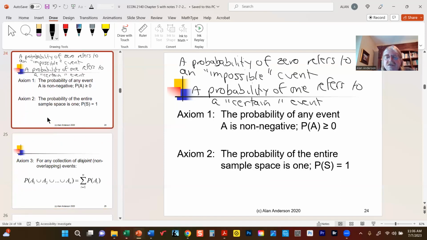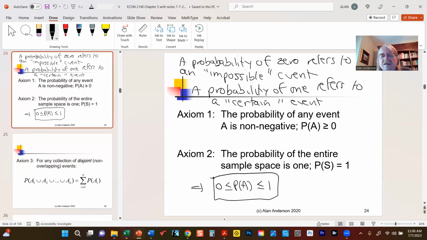Now, by the way, the two axioms combined imply that any probability is going to be somewhere in this range. Neither one of them explicitly says this, but the two of them collectively give us this as a result. All probabilities are bounded between 0 and 1. Now, this next one is a little bit more involved. It requires a little bit of explanation.